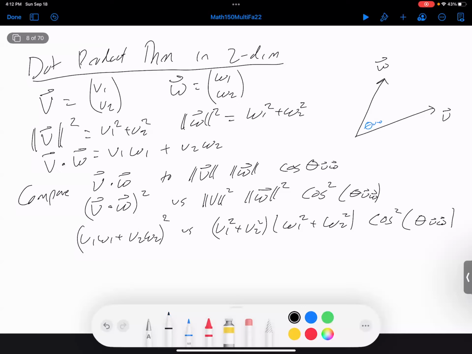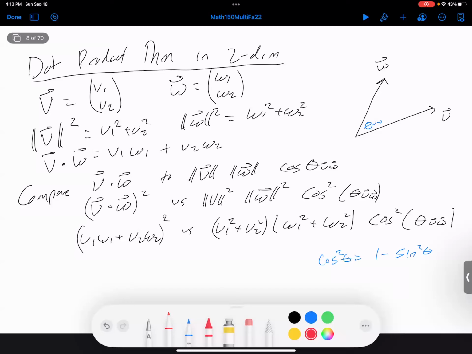Isolated. So do you know any other way to write cosine squared that might be helpful? How else could you write cosine squared? One minus, sorry. So cosine squared theta equals what? One minus sine squared theta. So maybe sine squared is going to be easier.